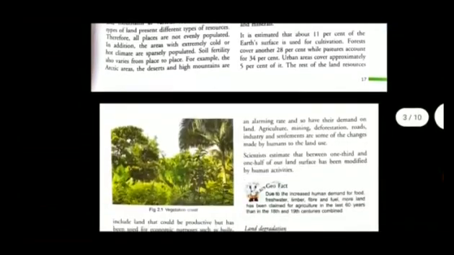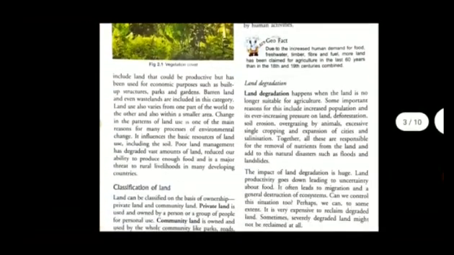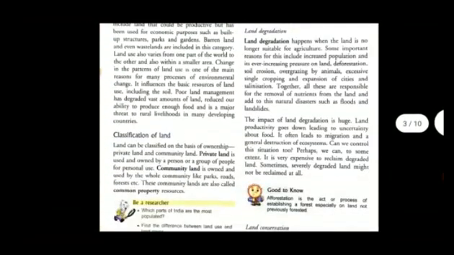Now let's talk about classification of land. Land classification refers to land categories depending upon the characteristics of land and its potential for agricultural use. Land can be classified on the basis of ownership. There are 2 types of classification. First one, private land and community land.